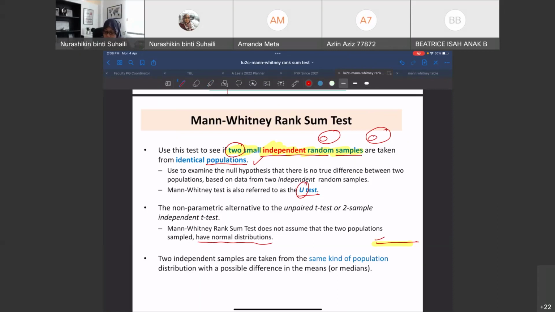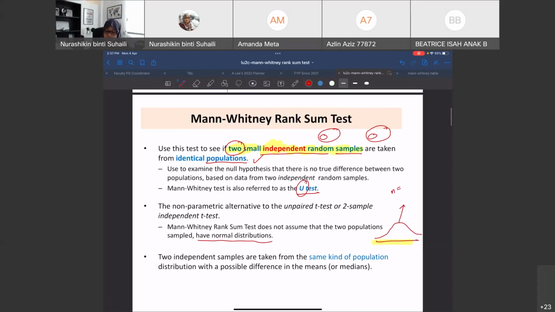Normal means it's like this. Yeah, so it is synonymous with a data sample which has a large number of data. For example, if the n is 50, more than 25, you will see that the distribution of the data will tend to be normal.